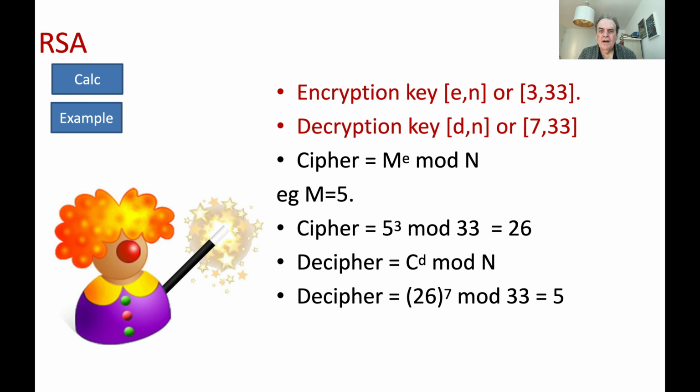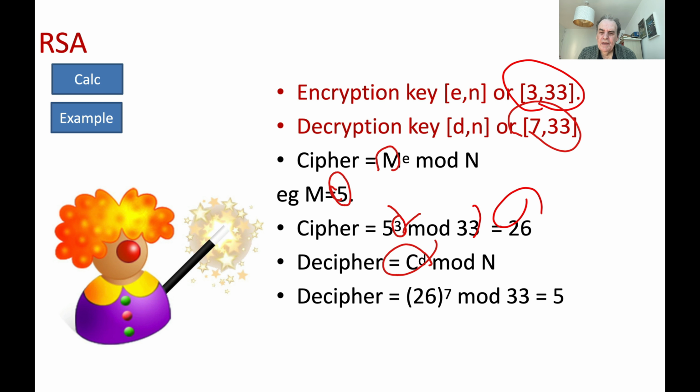Okay, so there's our encryption key and our decryption key. So now let's try to cipher. We'll take a message. Message is 5, say. Then we raise it to the power of 3, which is our E value. Then take mod of our public modulus 33, and we get 26. So we'll take our cipher, raise it to the power of D, which is 7, mod N, and hopefully we get back the value of 5, which was our original message.